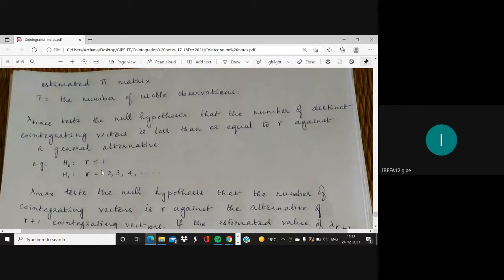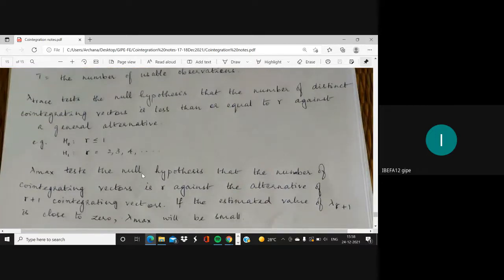And the alternative hypothesis is also very general here. The number of co-integrating vectors according to the alternative hypothesis is something greater than 1, so it could be 2, 3, 4 up to n. Or of course it will be less than n, but any number which is greater than whatever is stated in the null but less than n. So it's a very general sort of null hypothesis.